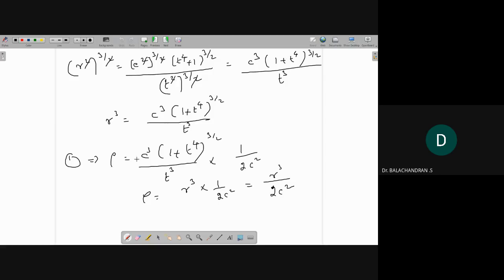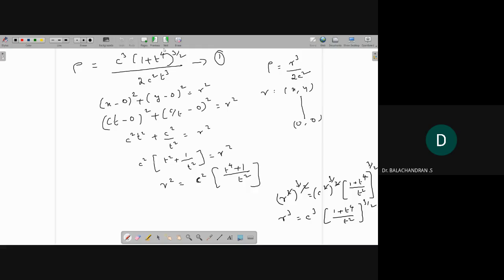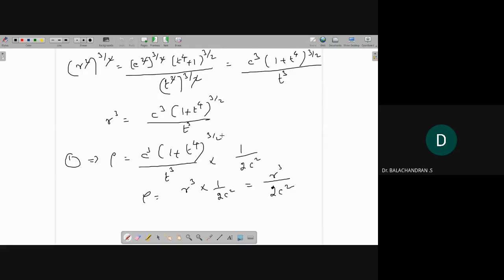But we know that rho is c cube into 1 plus t power 4 into 3 by 2 divided by t cube into 1 by c square. You can check it, the previous. This is our rho. So I am writing 1 by 2c square separately. We know that c cube into 1 plus t power 4 3 by 2 by t cube is r cube. So instead of this expression, I will replace by r cube to 1 by c square. So rho equal to r cube divided by 2c square. So second part is also over.